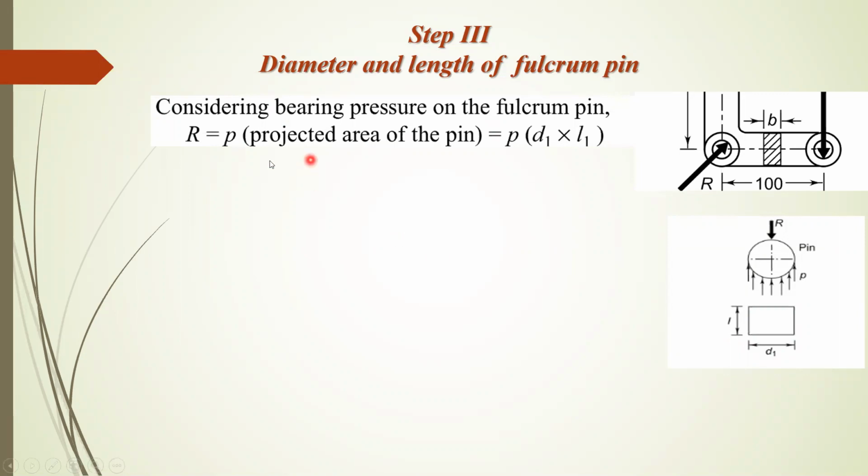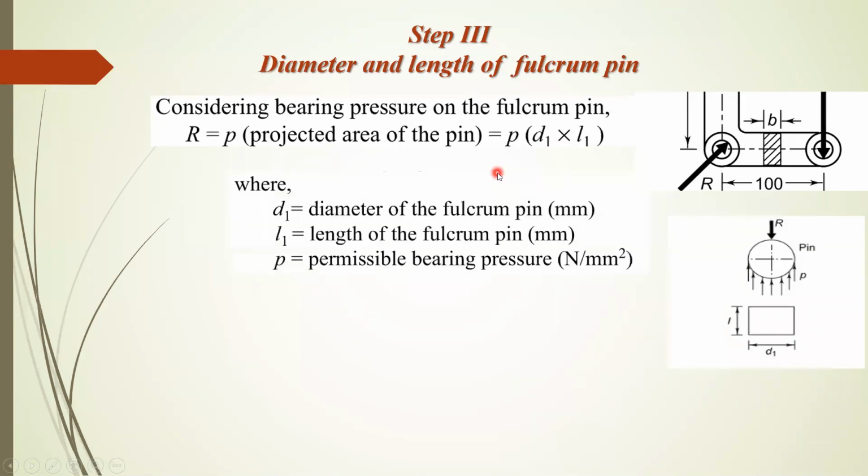Here you can see small p is the bearing pressure. Bearing pressure is force divided by the area of that pin. Force is R, the resultant force acting on the pin, and we have to take the projected area of the pin. D1 and L1 are the diameter and length of the pin, so D1 multiplied by L1. In this diagram, you can see how to calculate the projected area. The cylindrical pin is projected as a rectangular section, with diameter D1 and length L1.